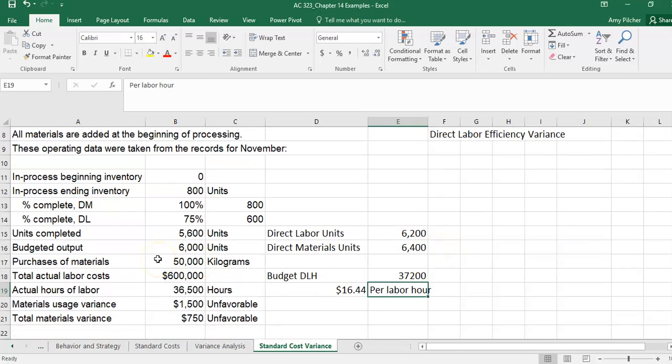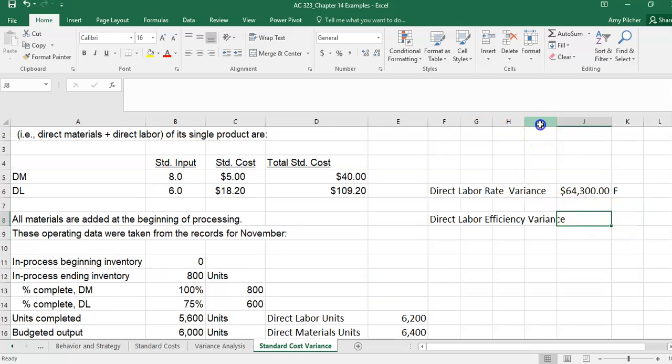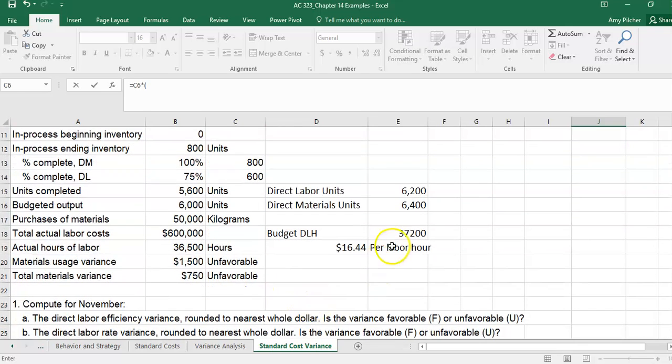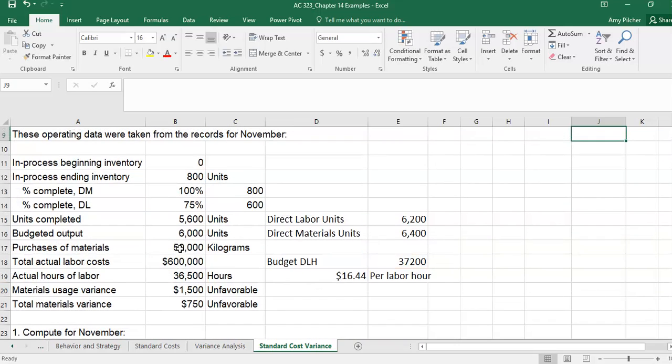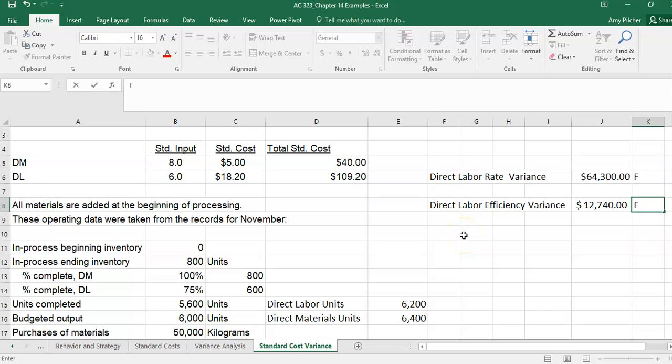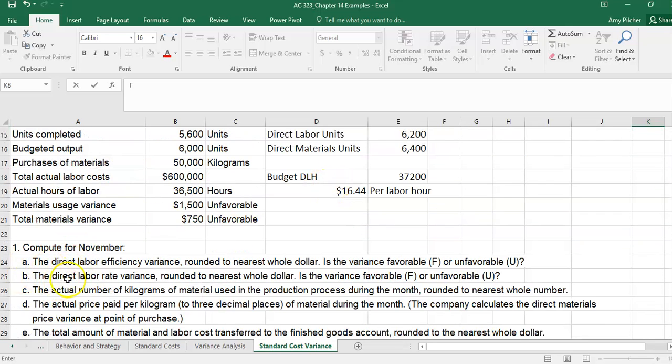So our actual labor hours were 36,500. Our budgeted labor hours for the level of production were 37,200 hours. So our efficiency variance is our standard cost times the difference between our budgeted hours and our actual hours. That variance is $12,740. That is a favorable variance because we used less hours for production than we budgeted. So that is part A and B.